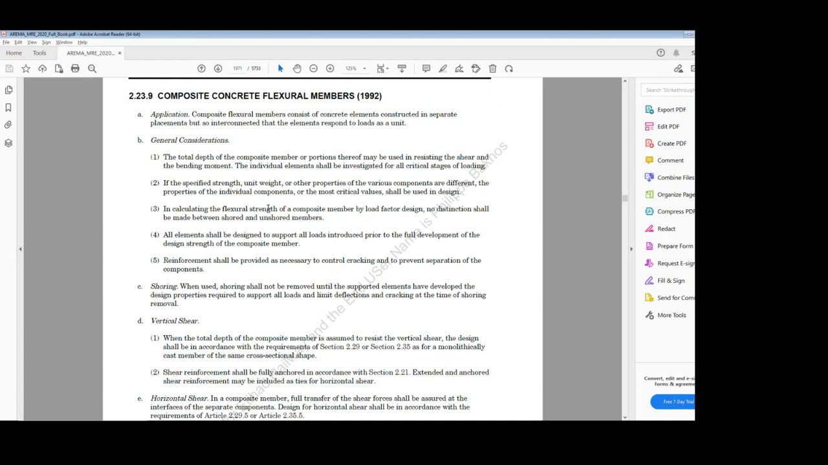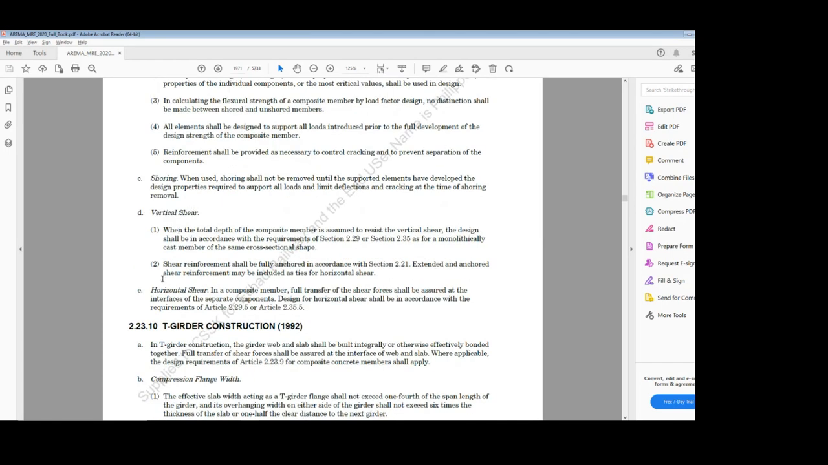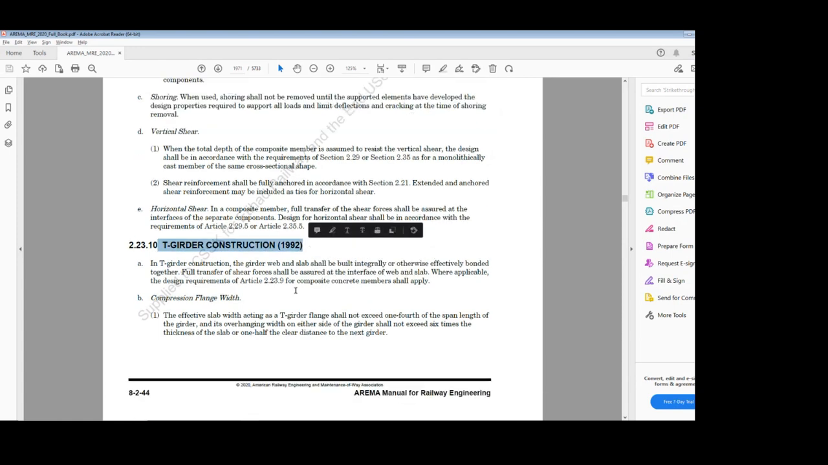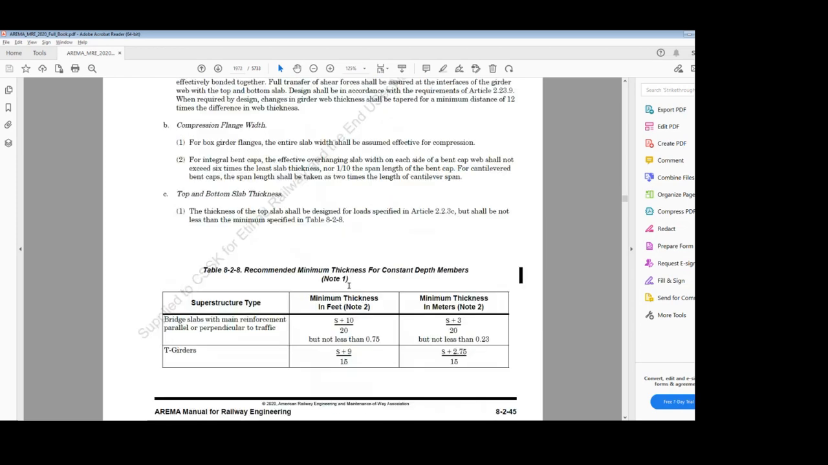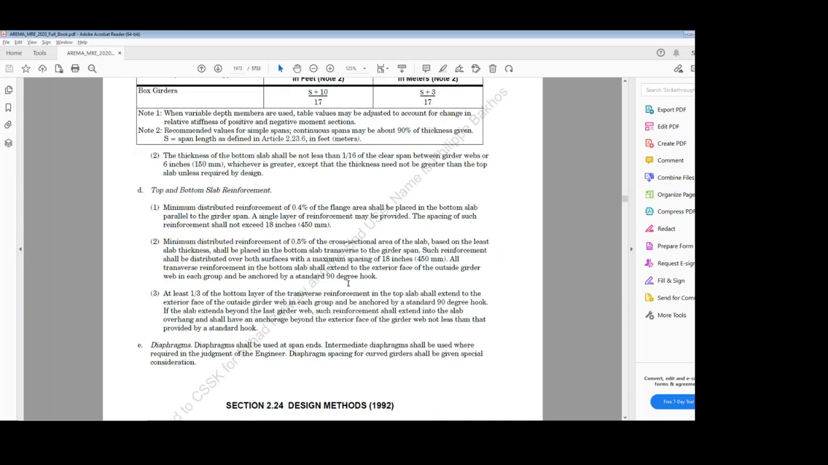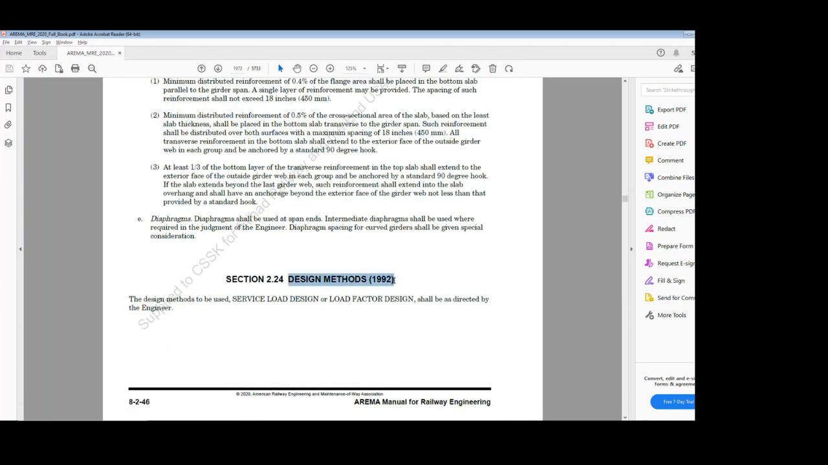Composite concrete flexural members, some criteria: T girder construction, box girder construction, this is the minimum thickness criteria. Then design method. Like in Indian standards we have working stress design and limit state design, similarly here they offer service load design and load factor design, but basically in Tanzania we will use this load factor design.